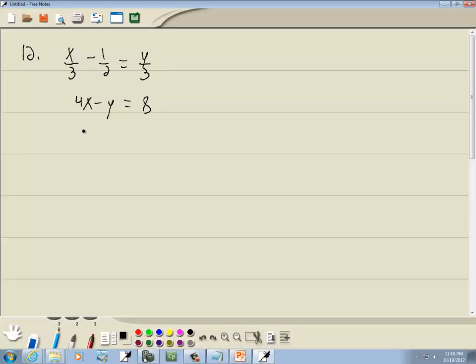Now for this particular problem, I'm just wanting to show that you don't want to work with fractions, no matter what method you're working with. So if you got a fraction, the first thing you want to do is get rid of them. So for my first equation here, I'm going to multiply everything by the LCM of all my denominators. I got 3, 2, and 3, and the 3's repeat, so I'm just looking at 3 and 2. So I'm going to multiply everything by 6. So my first equation, I got 6 times x over 3 minus 6 times 1/2 equals 6 times y over 3.